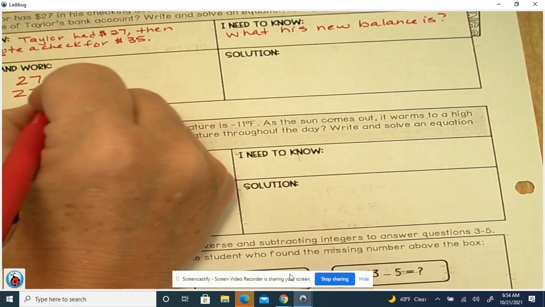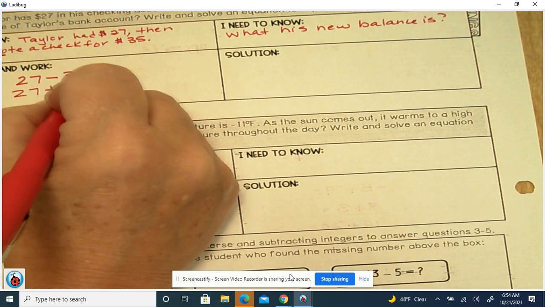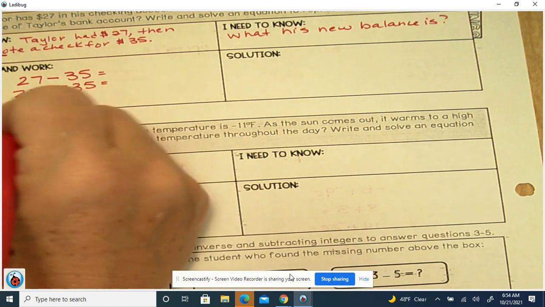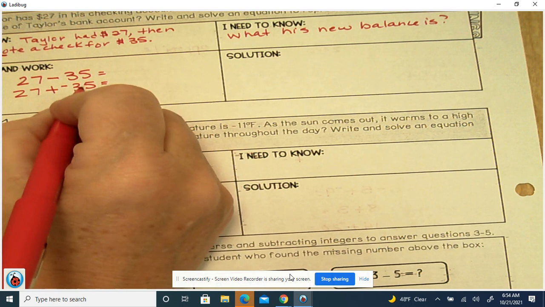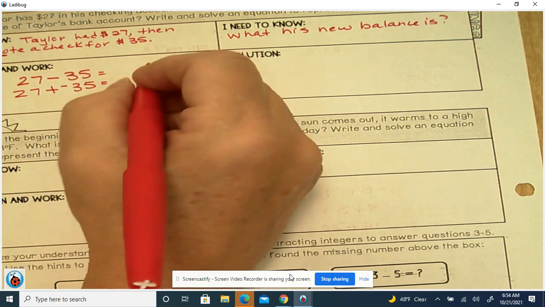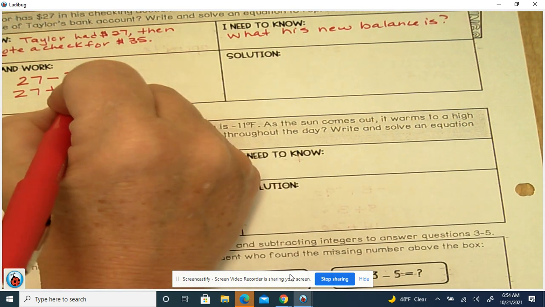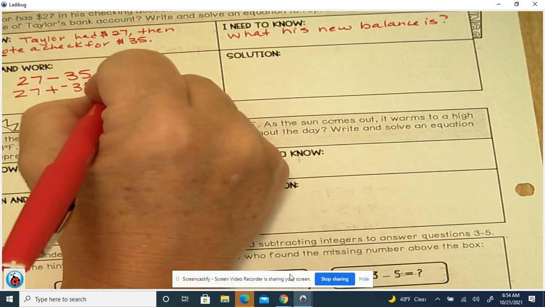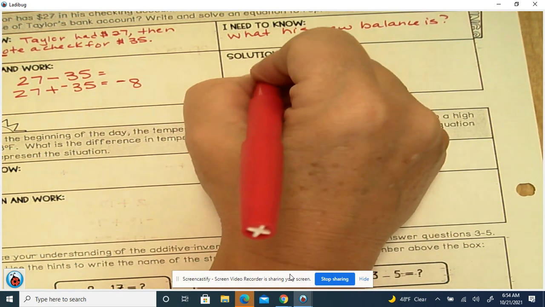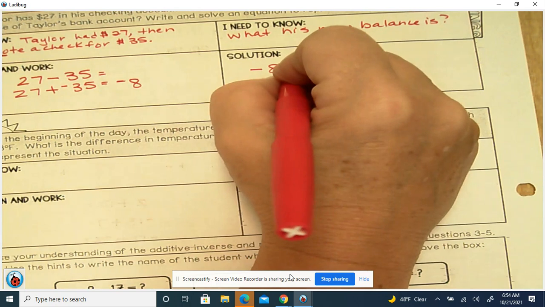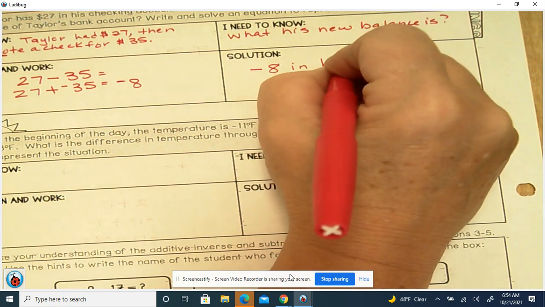27, change a minus to a plus, change the sign of next. Different sign, subtract. So 35 minus 27 is 8. 35 has the largest absolute value, so it's negative. So the solution is negative $8 in his account.